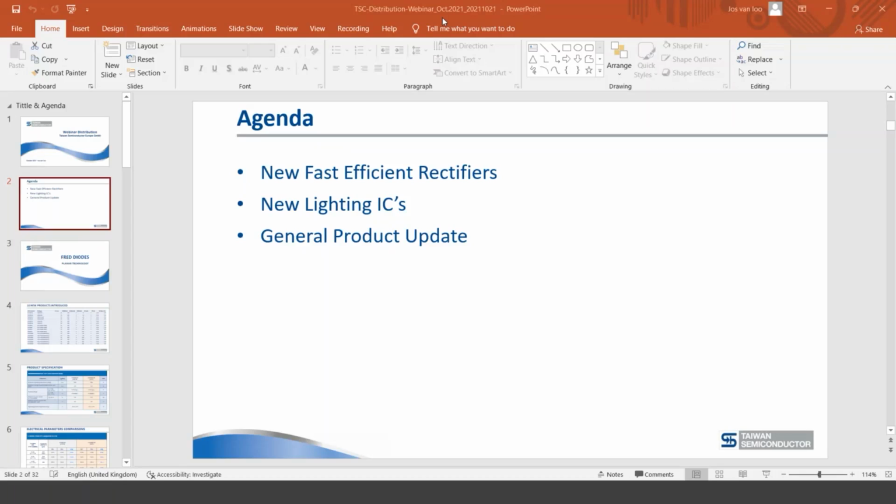The agenda is here. It will be a similar format as usual. It's about just some new products and some product updates we have. It will last about, I think, three quarters of an hour, which gives you time to ask questions at the end.